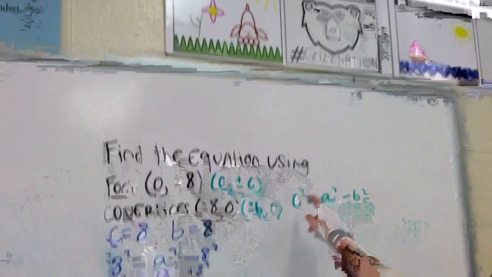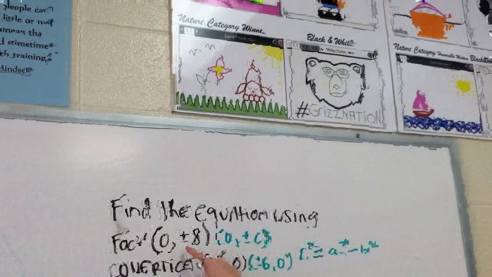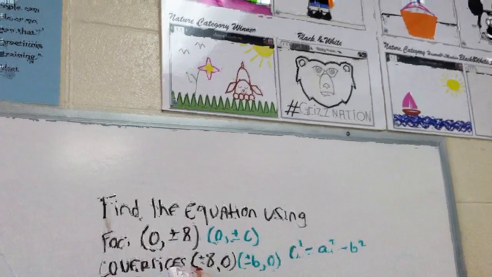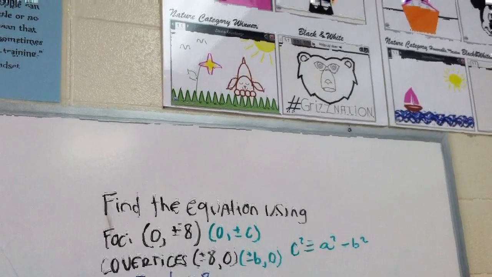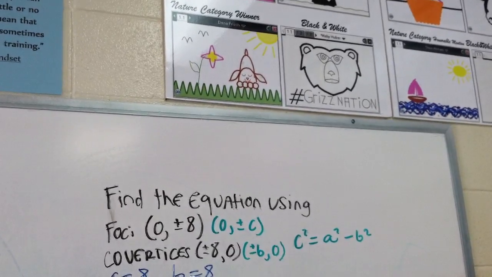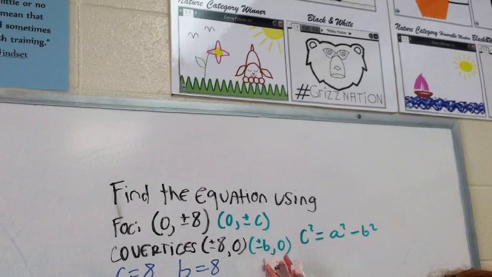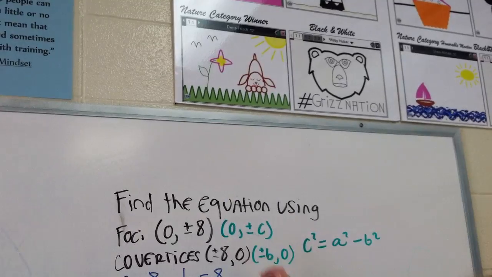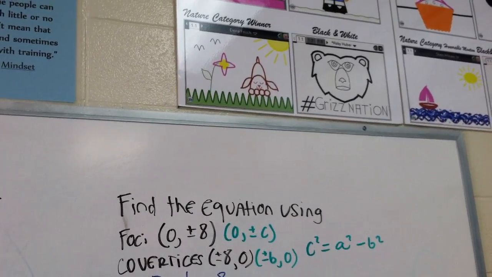And then you find the equation using your foci at 0, comma plus or minus 8, and covertices at plus or minus 8, 0, and you know automatically that it is a vertical ellipse because your points match up with the formulas you're given in the standard formulas.